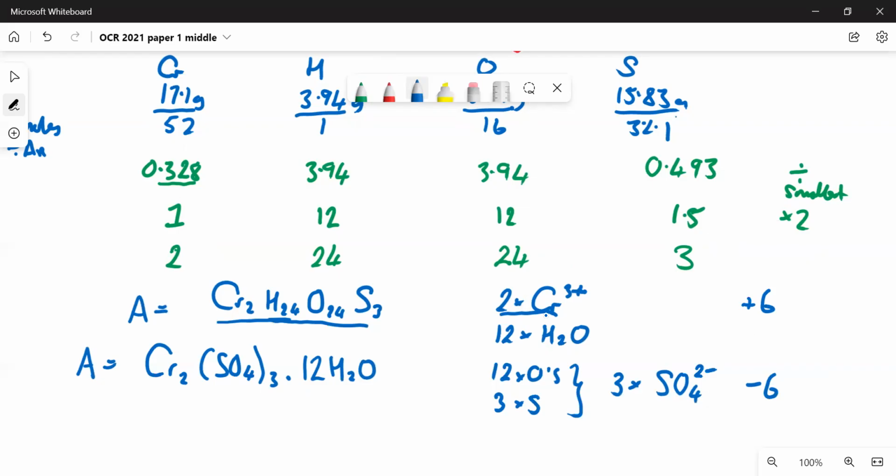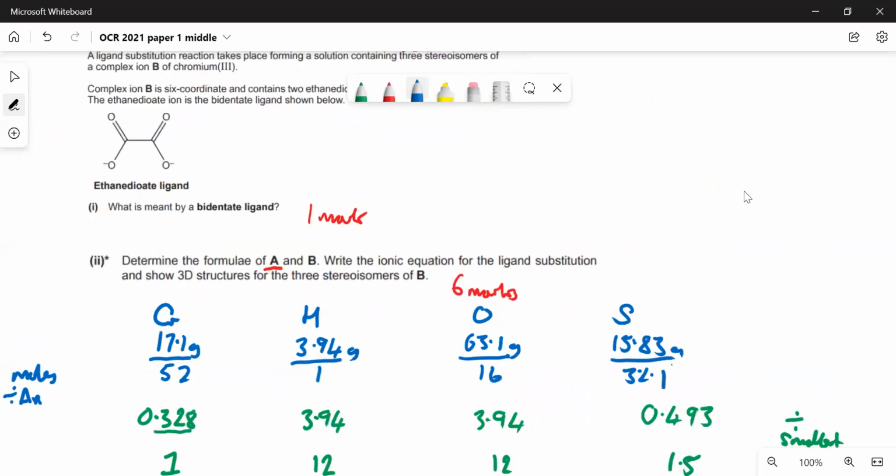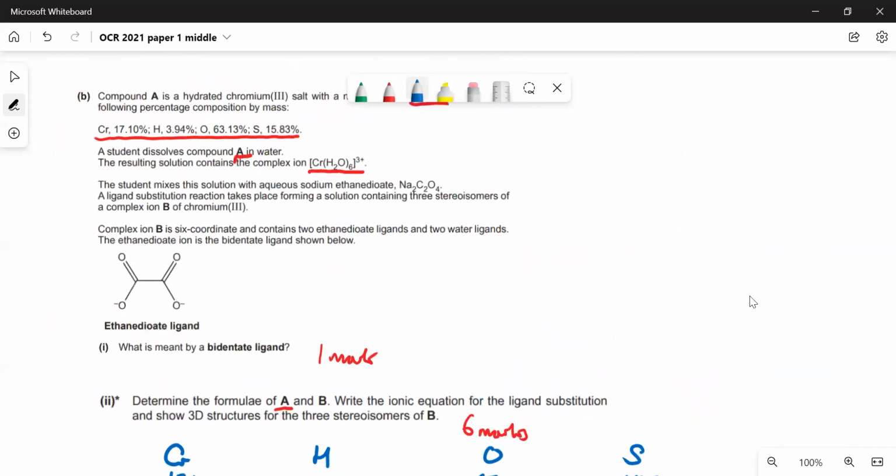Right, on to the next part of the question. It tells us that you mix it with water and you get this hexaaqua complex, and you mix it with sodium ethanedioate. A ligand substitution reaction takes place, forming a solution containing 3 stereoisomers of complex B. Now this is the ethanedioate ligand. What is meant by a bidentate ligand? Well, a bidentate ligand is one ligand that forms 2 dative bonds to the central metal atom.